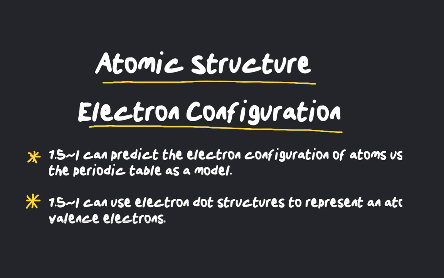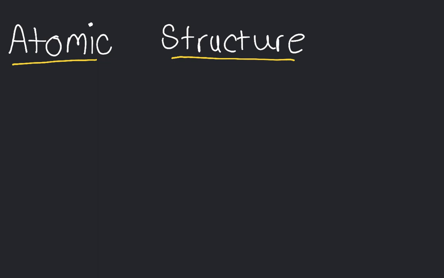By the end of the video, I want you to be able to predict the electron configuration of atoms using the periodic table as a model, and then use electron dot structures to represent an atom's valence electrons. So if we take our first element, number 1 on the periodic table, hydrogen, and then we'll take a look at helium. And then element number 3, lithium. Just take these first 3.